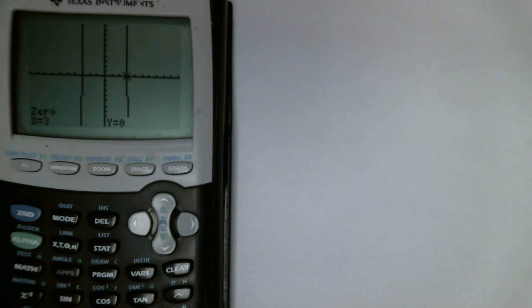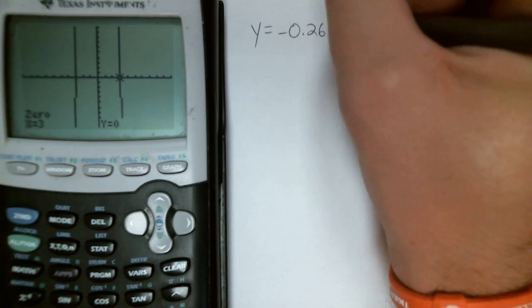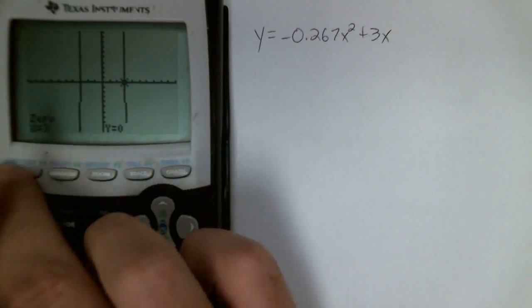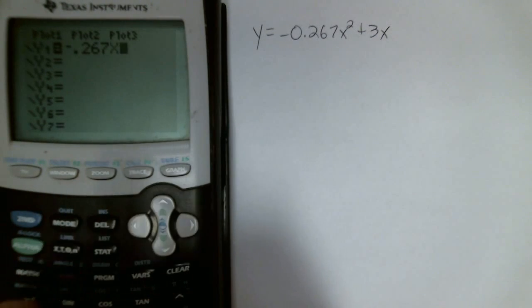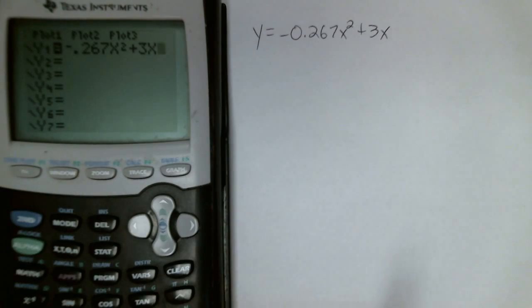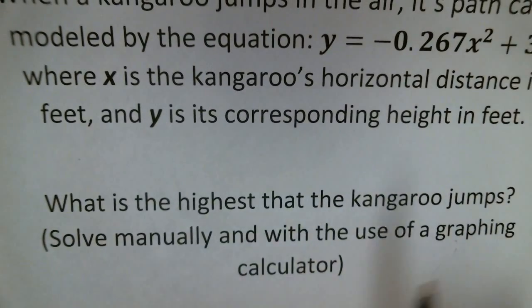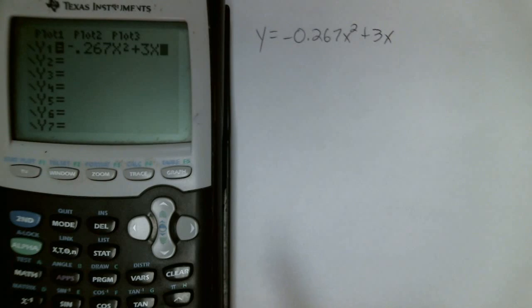Let's try the kangaroo. Okay, so the kangaroo equation was y equals negative 0.267x squared plus 3x. Okay, so it's already in terms of x and y, so let's go ahead and graph it. Now again, let's read the problem. What are we trying to find here? What is the highest the kangaroo jumps? Highest. There's the trigger word. I want the maximum height.